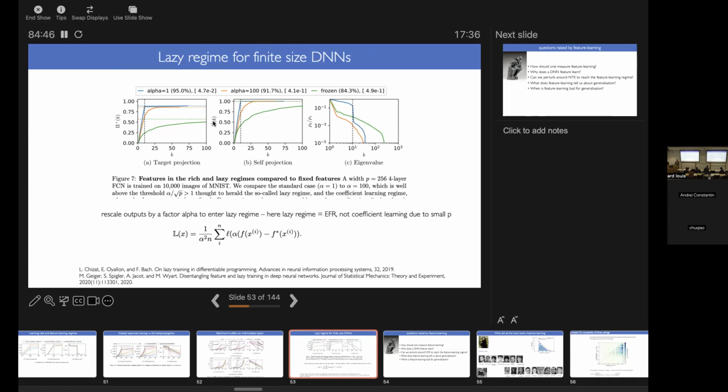No matter how much you multiply that last layer by, you always end up in something which is much more like feature learning. I'm saying that just because some people have used this as a trick in order to get the lazy regime in the learning. But it's not the lazy regime that we might think of as not feature learning.